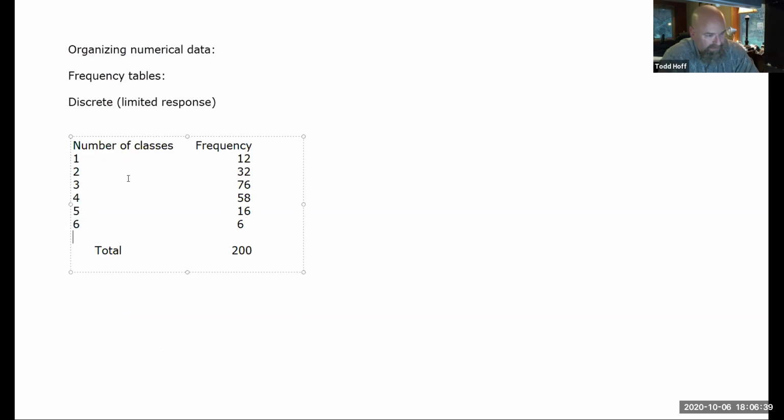If we had asked number of credits taken, that would be a different story. That could have been anywhere from 1 to 19, 20, 21, somewhere in there. That would be too many to list out. That would not be limited response. That would be either a large response discrete, or the same happens with continuous data.